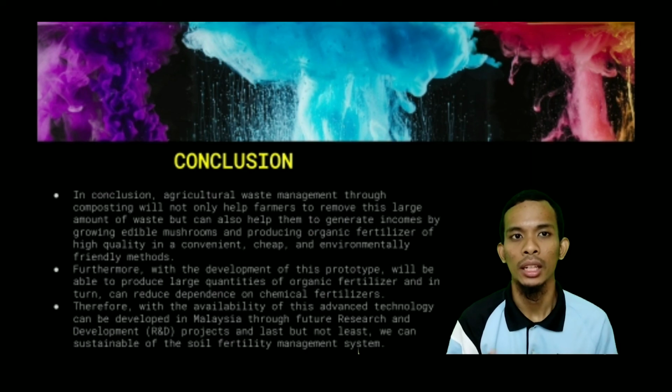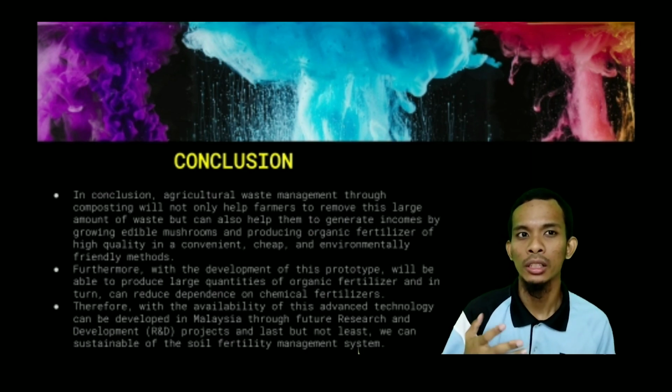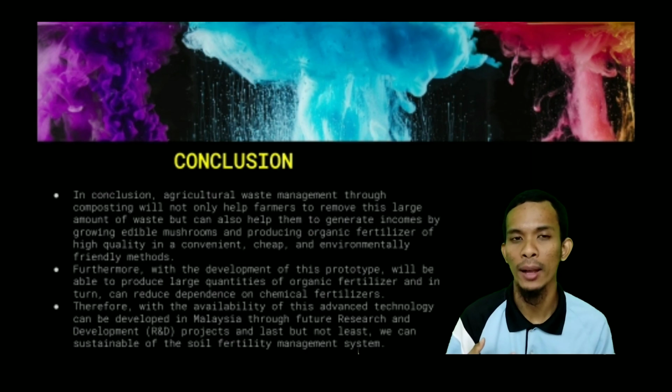In conclusion, agriculture waste management through composting will not only help farmers to remove this large amount of waste, but can also help them to generate income by growing edible mushrooms and producing high quality organic fertilizer in a convenient, cheap, and environmentally friendly method. Furthermore, with the development of this prototype, we will be able to produce a large quantity of organic fertilizer and in turn reduce dependence on chemical fertilizer.